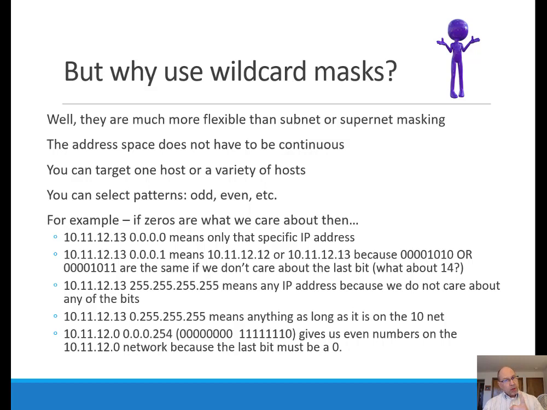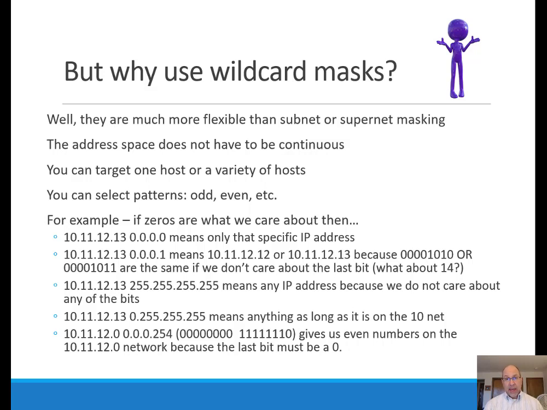So you can target one host, you can target a variety of hosts, you can target patterns like odd or even hosts, and I've got a couple of examples for you down below. So we don't have anywhere near the level of restriction that we do with network masks. So let's take the example of a host 10.11.12.13. If I put all zeros in the wildcard mask, then the match criteria now is just that particular host. Because what we've said is it's all zeros. 32 bits of all zeros. So that means that I care about everything in the host portion.